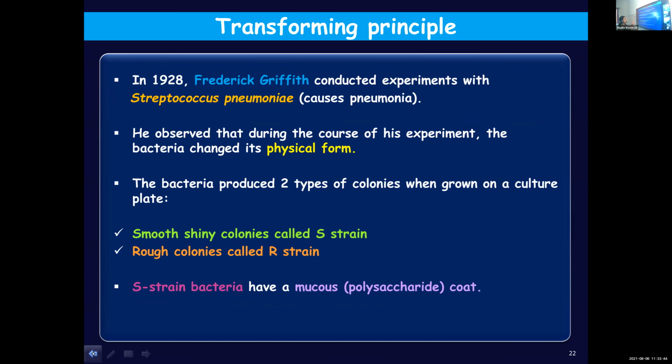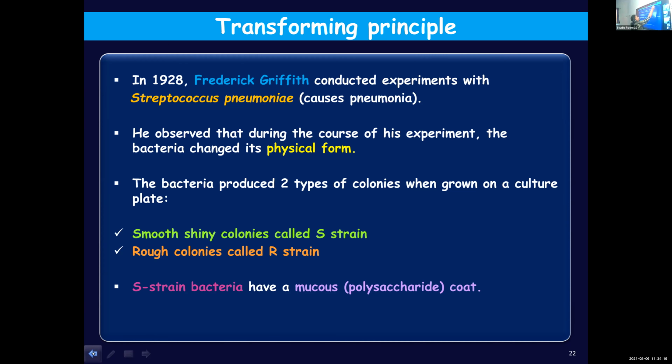Transforming principle. In the beginning, I didn't tell you about the heading because I just wanted the experiment to be completed. So now you might have understood why the caption is given as transforming principle. Frederick Griffith found out some transforming principle that transformed the R strain bacteria into S strain bacteria. So that was in 1928. He conducted some experiments.